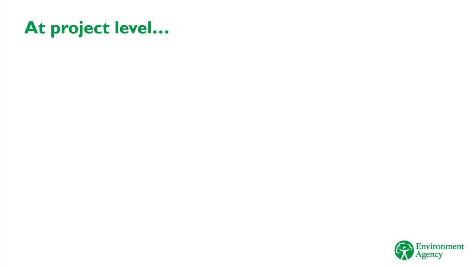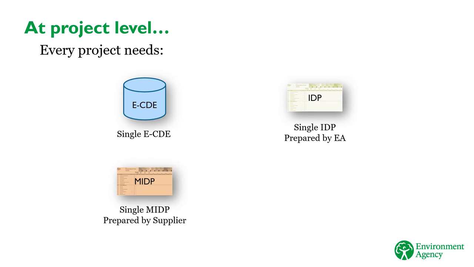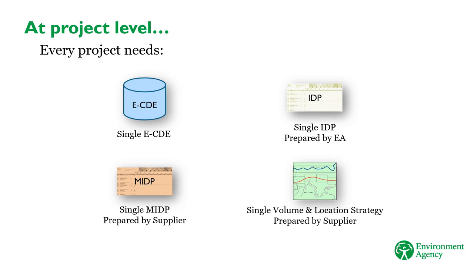Looking at the projects in a package, each project individually needs to be set up with the tools you'll use to implement BIM. This means that each project needs its own employer common data environment to store and transfer all the data and information produced during the package for use in later project stages, its own IDP, prepared by the Environment Agency. Based on this, the supplier needs to create their MIDP for the project, and a single volume and location strategy for the project.